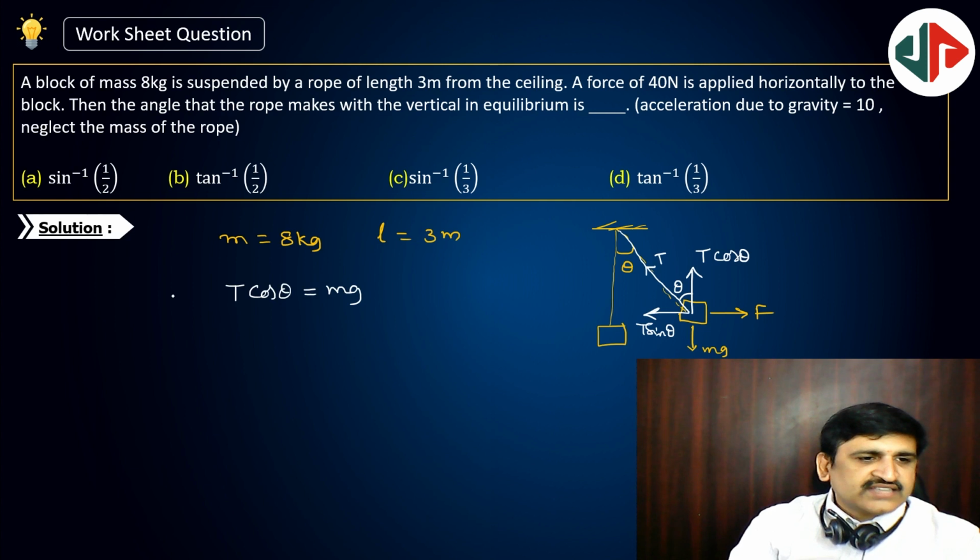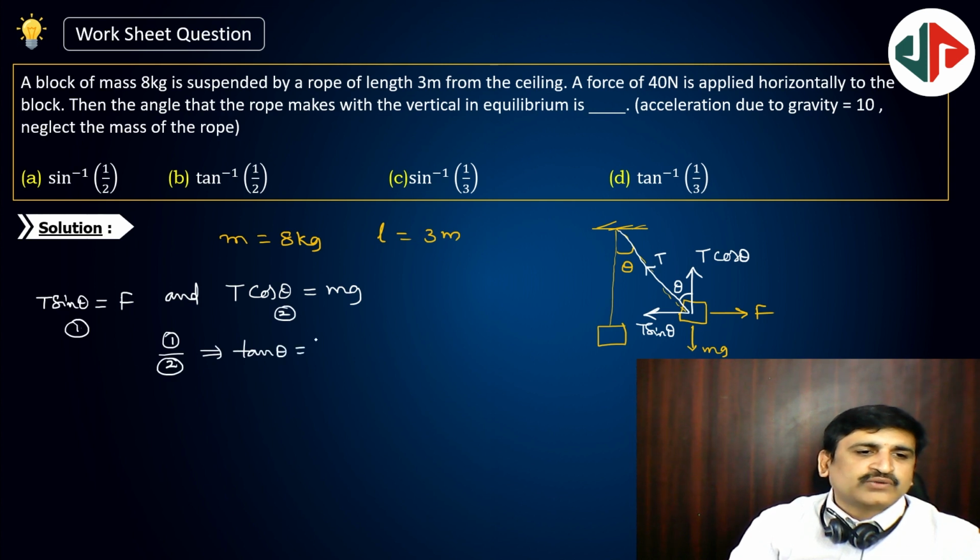And T sin theta balances which one? T sin theta balances F in equilibrium. Dividing equation 1 by equation 2, we get tan theta equal to F by mg.